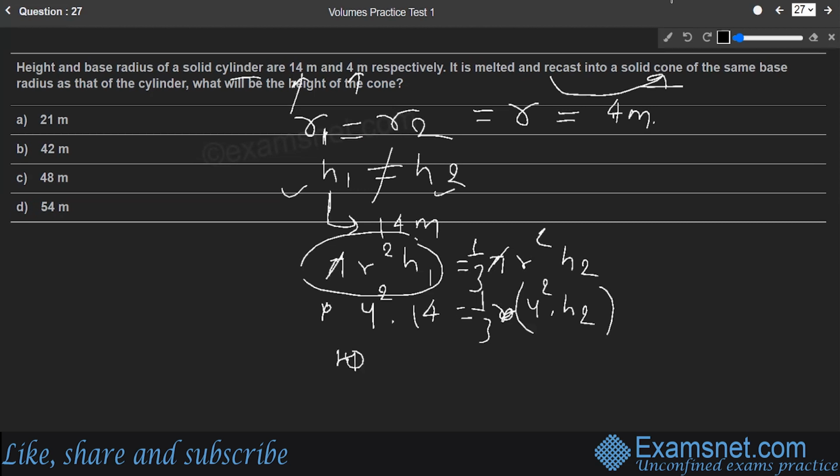So clearly if we solve this, then this gives us the h2 value as 14 into 3. Rest of the things are getting cancelled, which is equal to 42 meter. That is the height of the new cone that will be recasted. Answer is 42 meter.